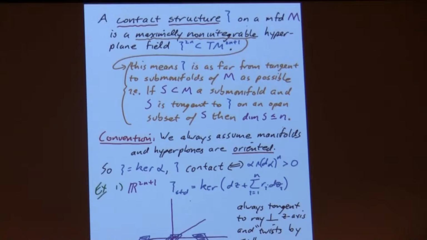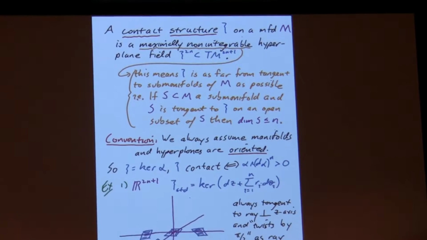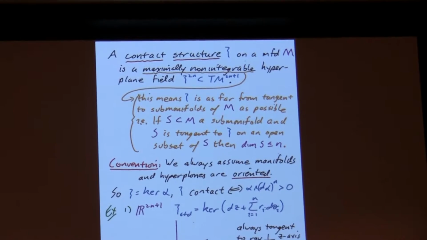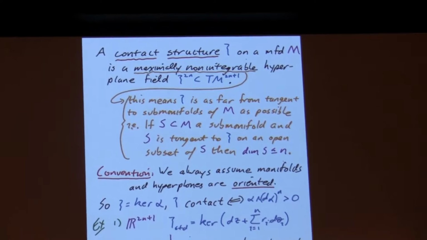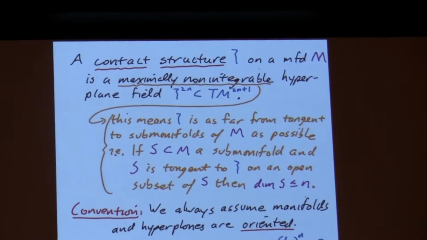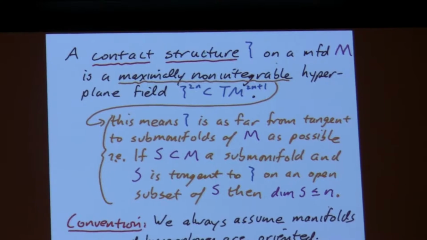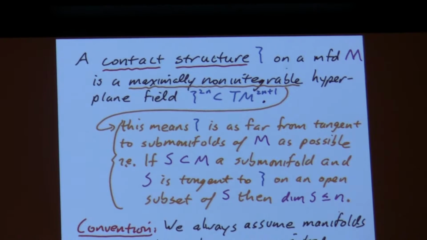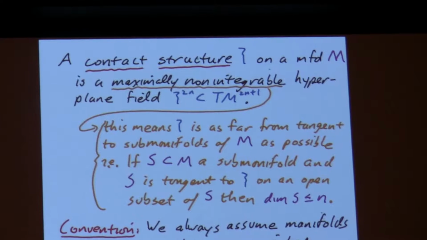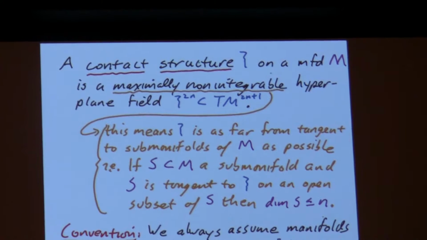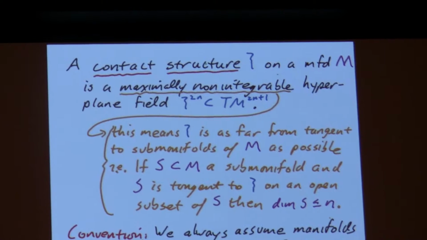So starting at the beginning, what is a contact structure? The quick way to say it is a maximally non-integrable hyperplane field on an odd dimensional manifold. You hear those words, and unless you've heard them before, it probably means nothing to you. So let me tell you geometrically what that should mean to you. It's what's here in orange.